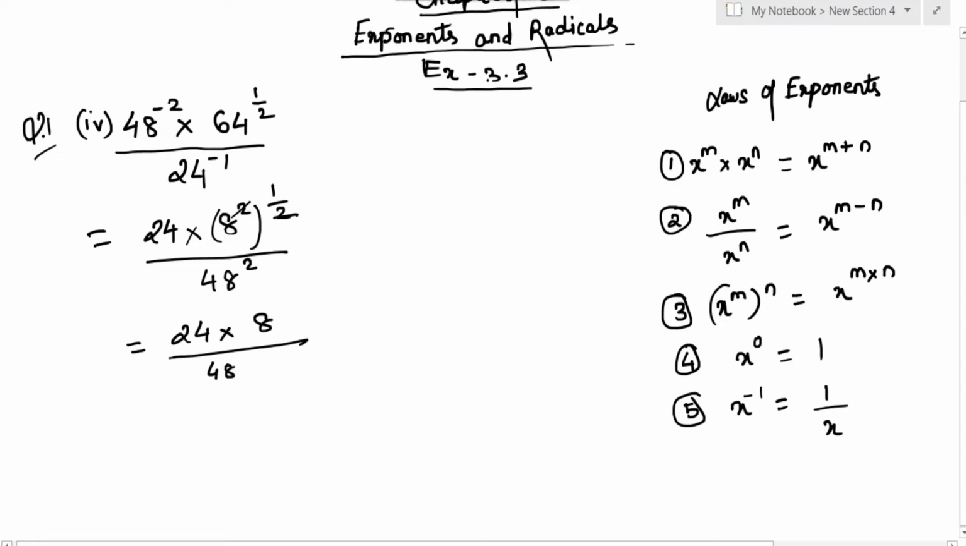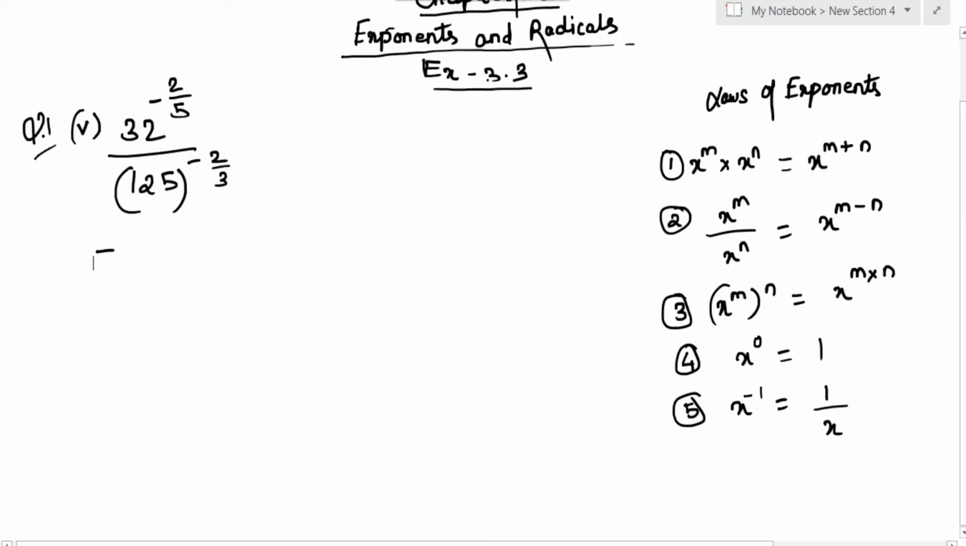upon 48 into 48. Now we are having 8 1s are 8, 8 6s are 48, 6 1s are 6, 6 4s are 24, 4 1s are 4, 4 2s are 8. So the final answer is 1 upon 12.